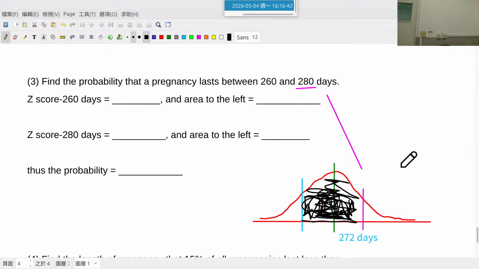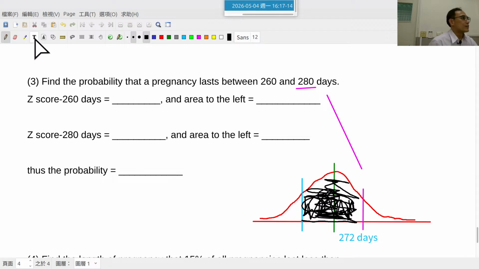Okay, here. Very easy. How to get the area between this line and this line? First one, check the table. Over here, 260 to the left, 280 to the left. We use the area to the left of 280 minus 260. Then the remaining is the center part. Get it? Okay. Let's calculate.